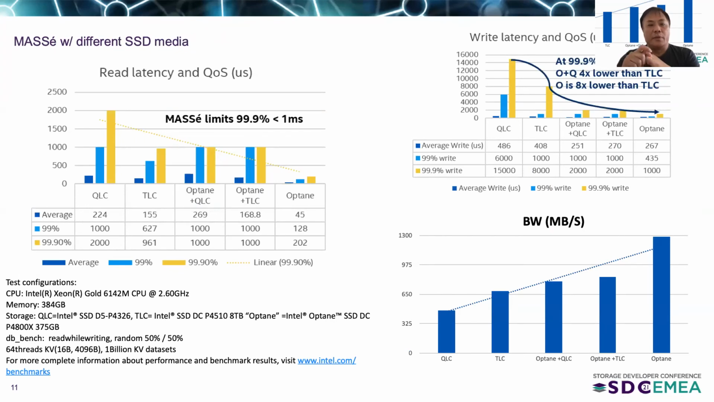We also tested different media with MASSé for the same 50-50 read and write, with 4K FIO tests. You can see the read latency QoS, we can limit to 1 millisecond at 3.9. This is a huge change, because if you look at FIO tests with TLC, QLC, whatever SSDs, when garbage collection kicks in, the read tail latency becomes super unpredictable. This is a big achievement. Not going through all the data.